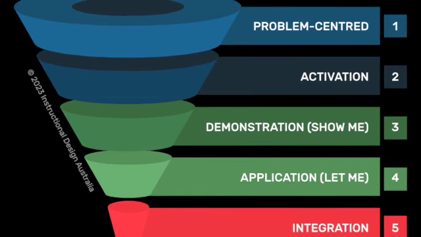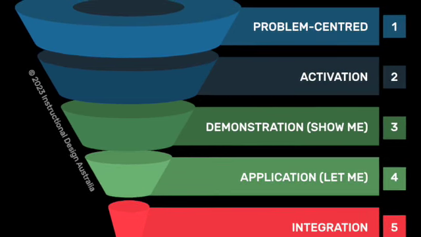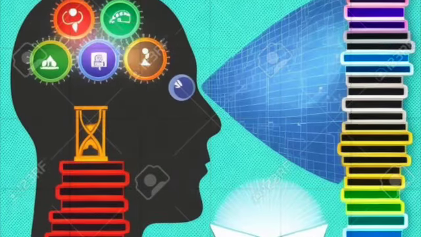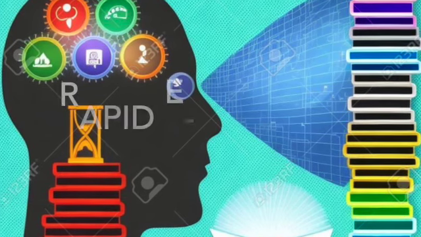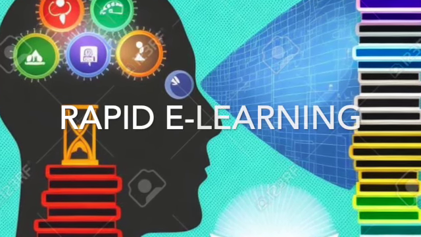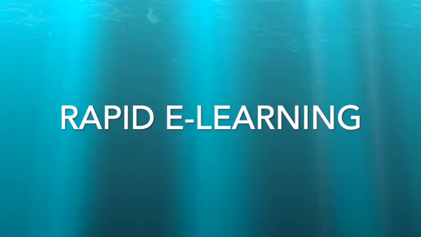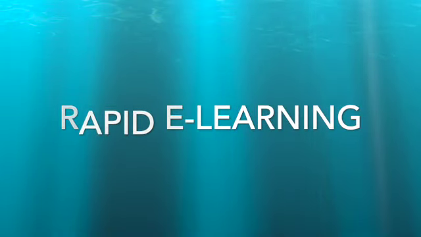Merrill's first principles of instruction fall under the constructivist theory. The final model to discuss is rapid e-learning, which is under the behaviorist theory. This model focuses more on beginning and end steps than in other models. It is gaining popularity among e-learning professionals.